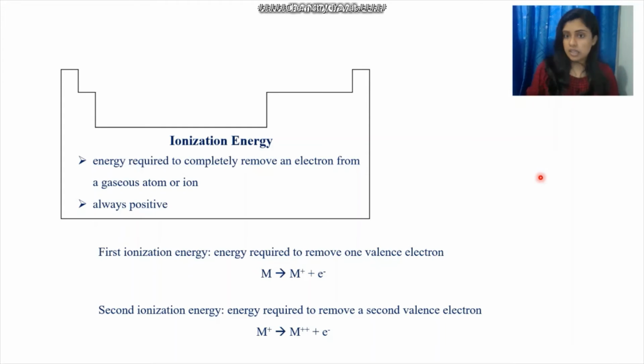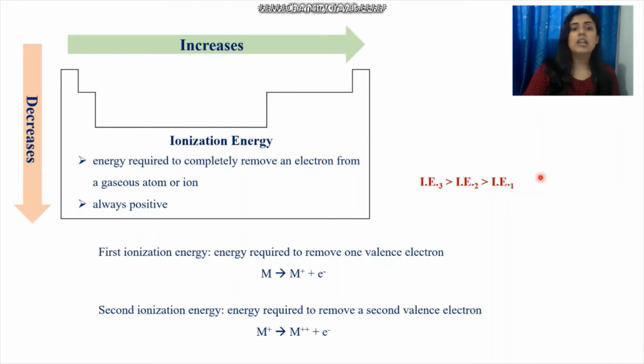And then we have the third ionization energy, which means the energy that is required to remove an electron from the third valence shell. And if you look into the order of these energies, we can see that the third ionization energy is larger compared to the second, which is much larger compared to the first ionization energy, because removing an electron from a neutral atom is much easier compared to removing an electron from a charged species.